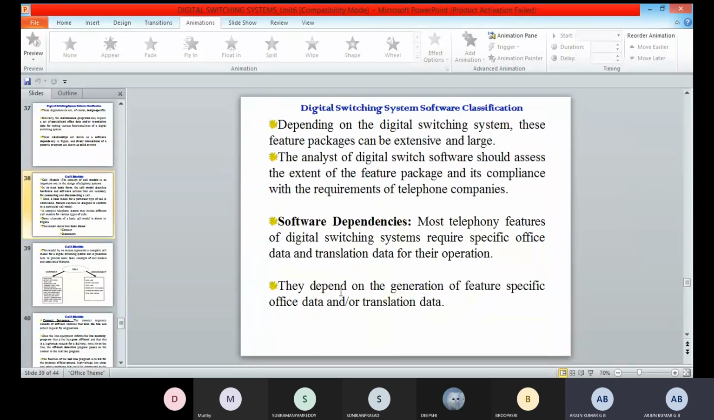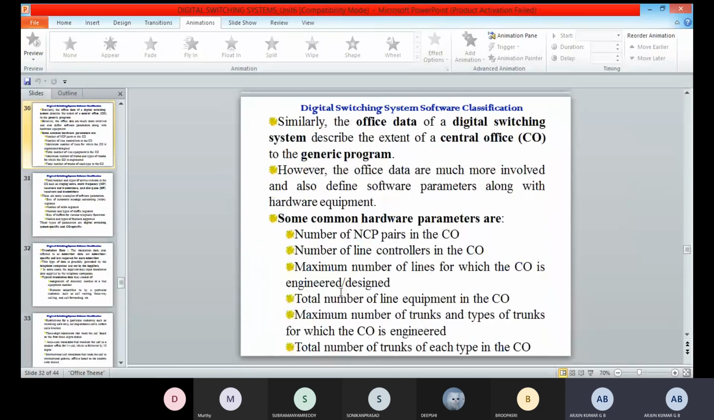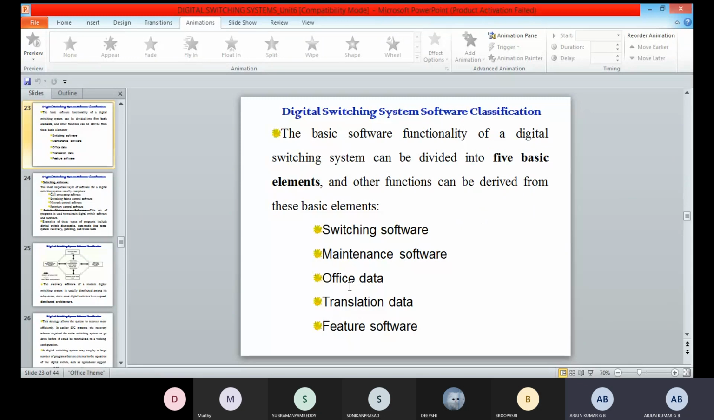Just take note of this figure. Take down the heading. Everyone should take down the heading of the digital software classification. Please note this. Everyone should note the points. Write it all down, and after writing, inform me, then you'll go for the block diagram of switching DSS software classification.